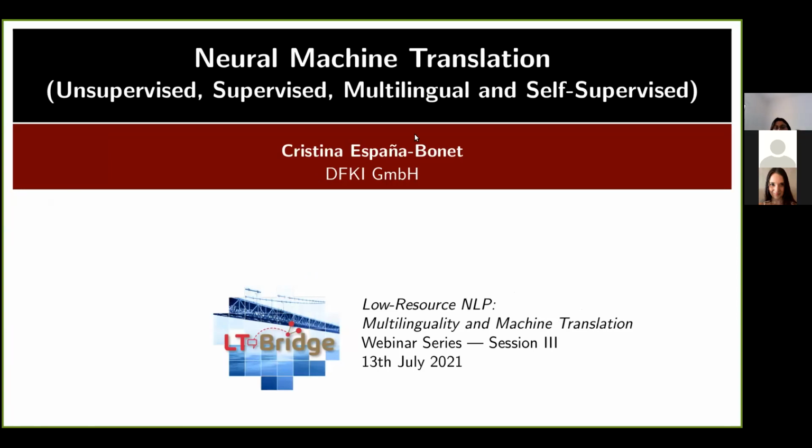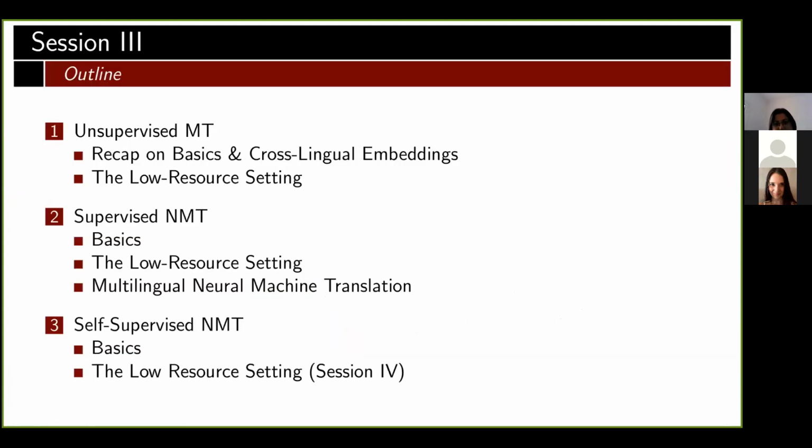Okay, so today the main topic will be neural machine translation. As you see in the title, I will go through unsupervised, supervised, multilingual, self-supervised. So a lot of kinds of neural machine translation, with the idea that we see how they can be applied to the low resource setting. It's not going to be a deep dive into any of these, but just the ideas that can be used and extracted for the low resource setting.